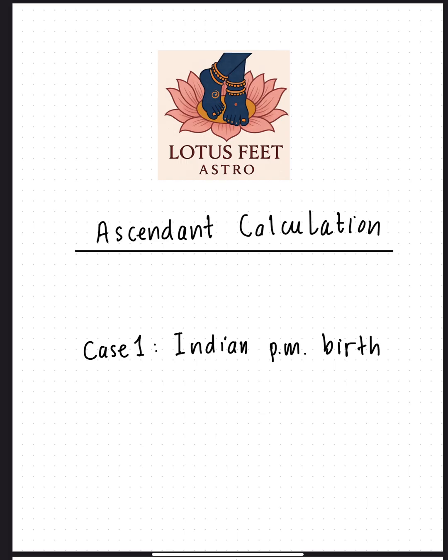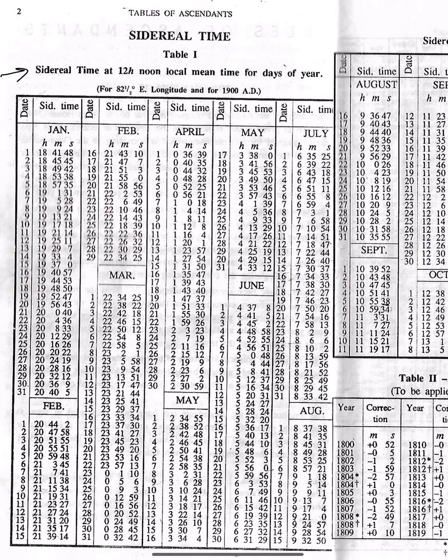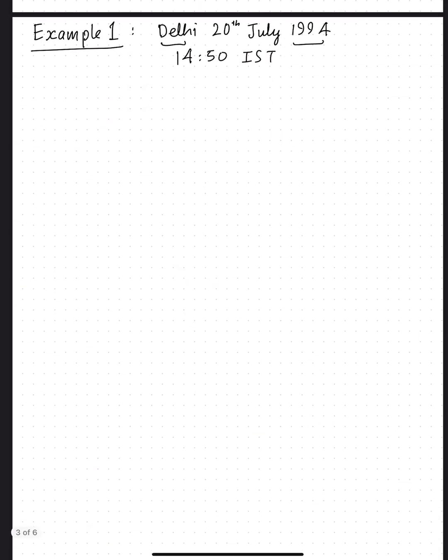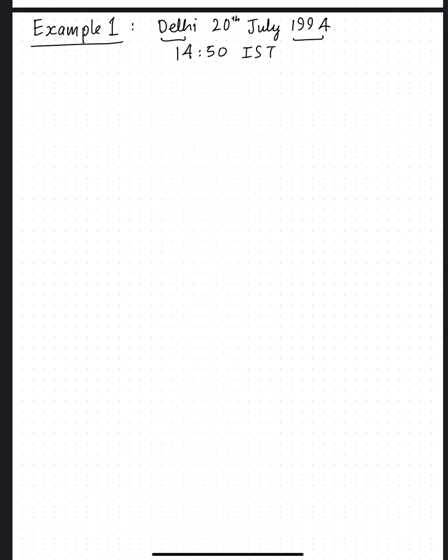So, the example that I'm working with is taken from the book called Astronomy and Mathematical Astrology by Deepak Kapoor. And my aim here is to explain each step in detail and as clearly as possible so that you can follow along and really understand the process. I'm also using the table of ascendants by N.C. Lahiri here.